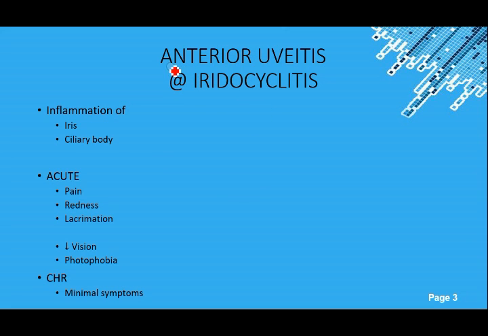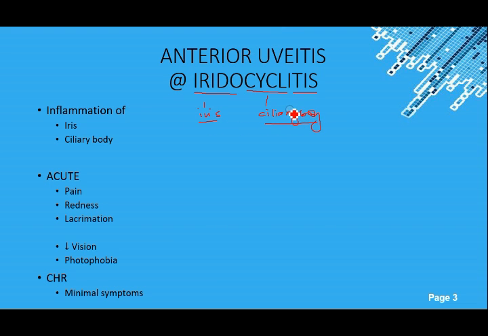What we're going to talk about today is anterior uveitis. It's also known as iridocyclitis, and I like the term iridocyclitis because it's more informative. The word irido, the word cyclo, and the word itis tell you that it is the combined inflammation of the ciliary body and the iris. So as it's stated here, inflammation of the iris and ciliary body.